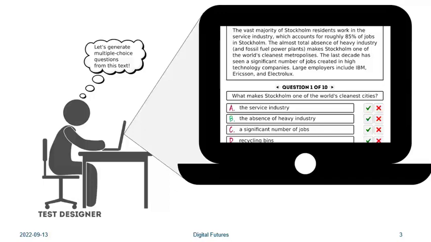So here's a teacher. He has selected a text that he wants his students to read, and then he wants to check whether or not his students have understood what they have read. So he presses the button and the system generates a number of multiple choice questions in this form. So here the text is about Stockholm, and here's a question: what makes Stockholm one of the world's cleanest cities? And here are a number of alternatives. One of these is the correct alternative and the others are distractors, which means that they are incorrect but still plausible alternatives.